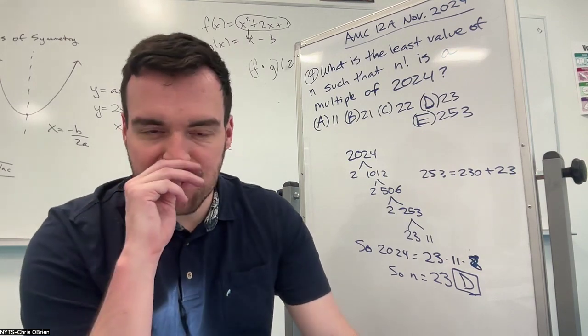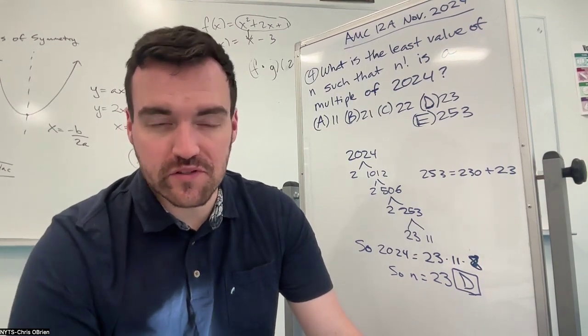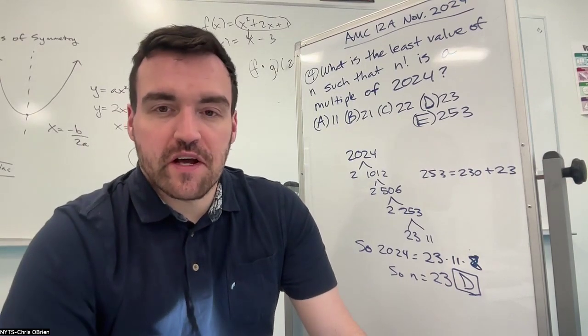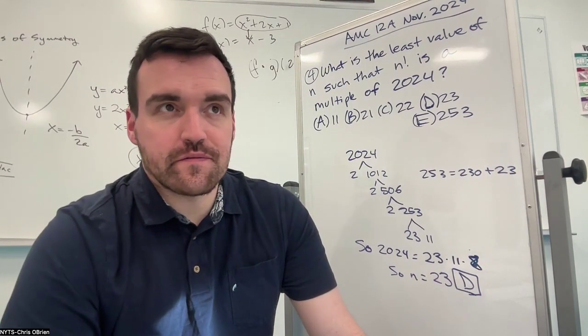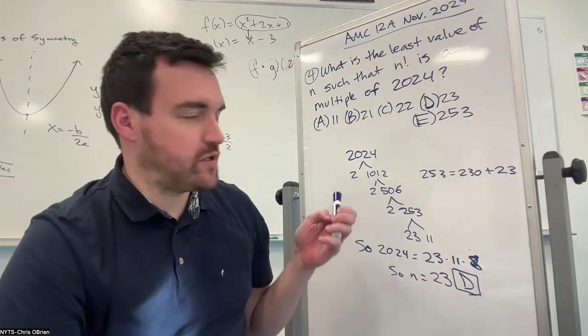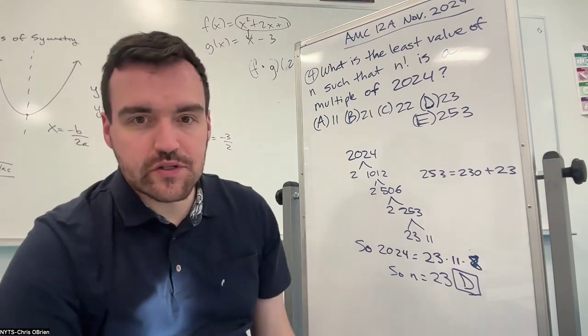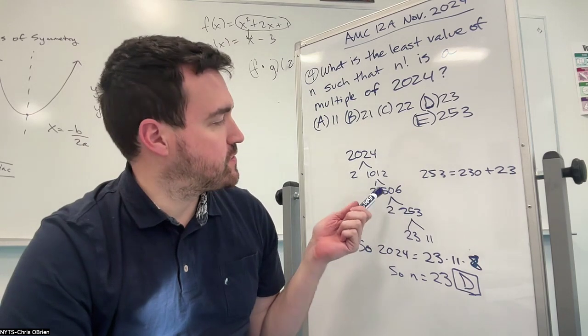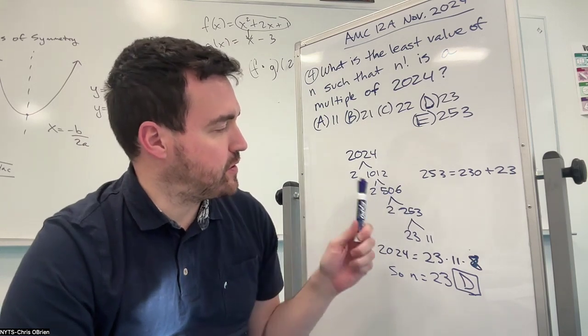So my first thought to do this was to factorize 2024, see what its factors are, right? And see what its largest prime factor is, because essentially that should be the answer to n, right? So if we look at 2024, we can break it down: 2 times 1,012. 1,012 breaks down to 2 times 506. 506 is 2 times 253.